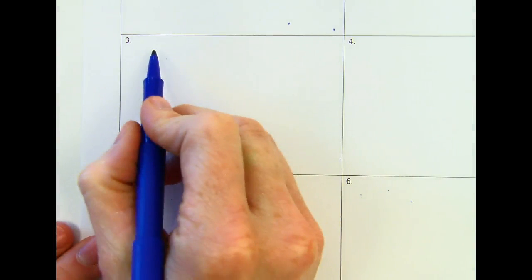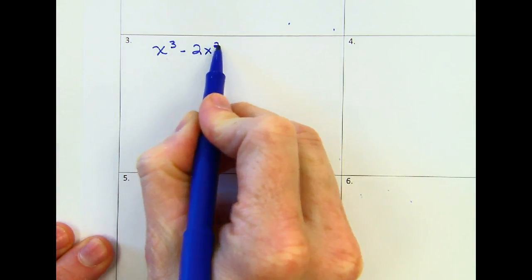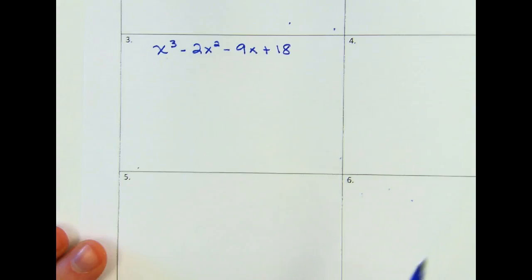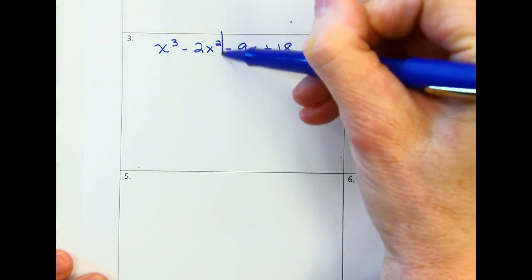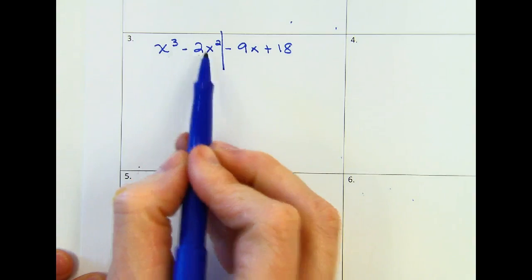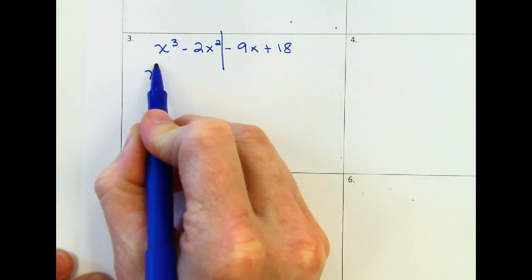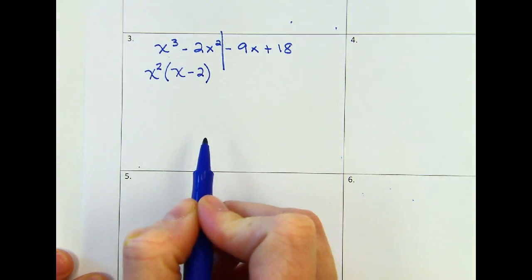Okay, now let's look at number 3. Number 3 is going to have multiple steps in it. So here is our problem. X cubed minus 2x squared minus 9x plus 18. So it is a polynomial with 4 terms. So it's like banana split. Split it right down the middle. Look at this side first. I have an x squared in common. And then I would have an x minus 2 here.